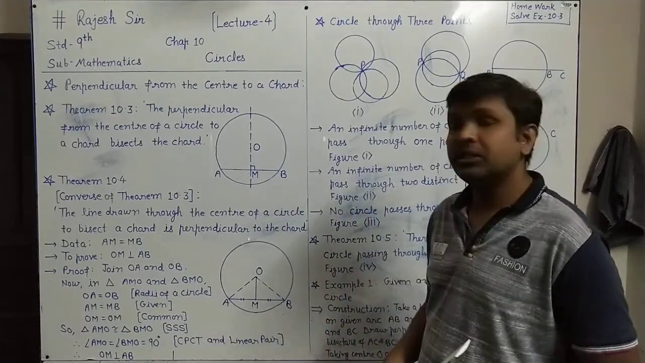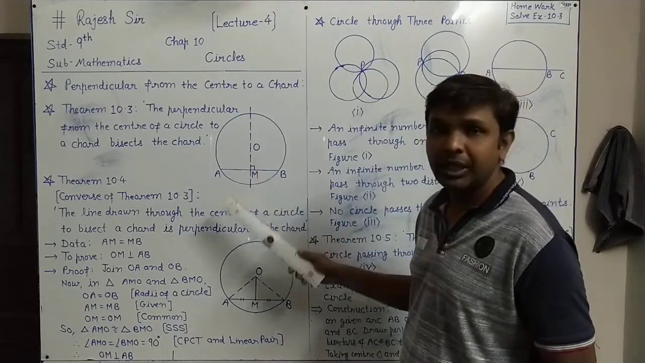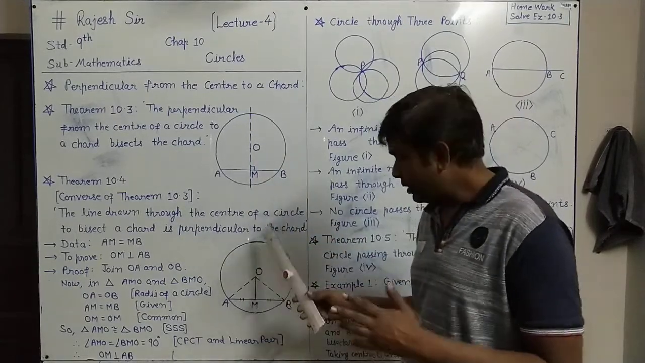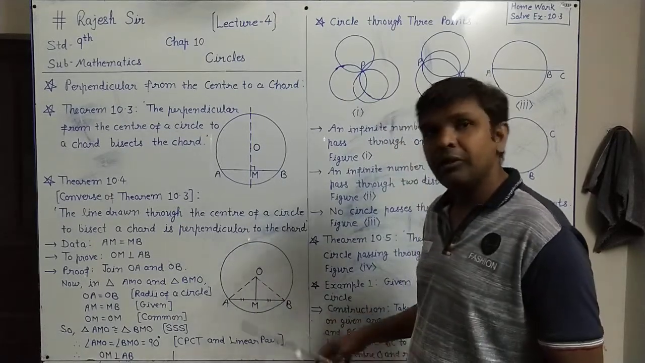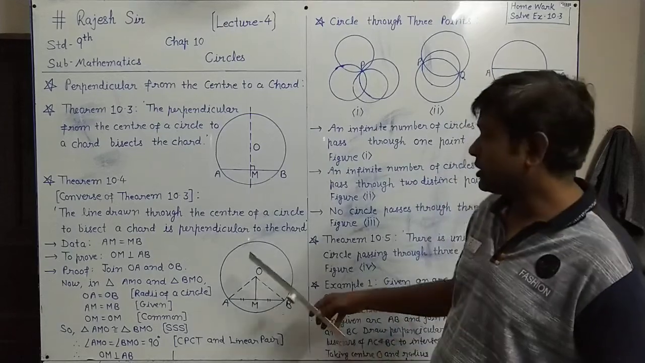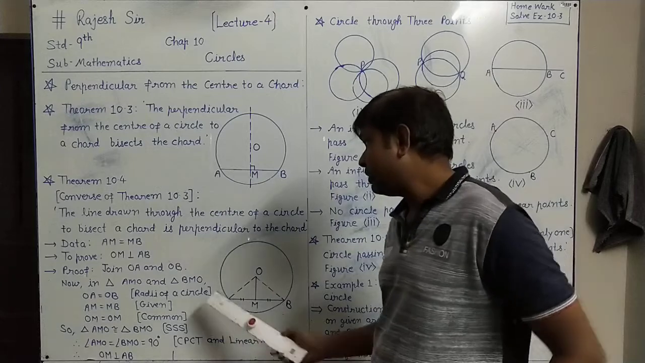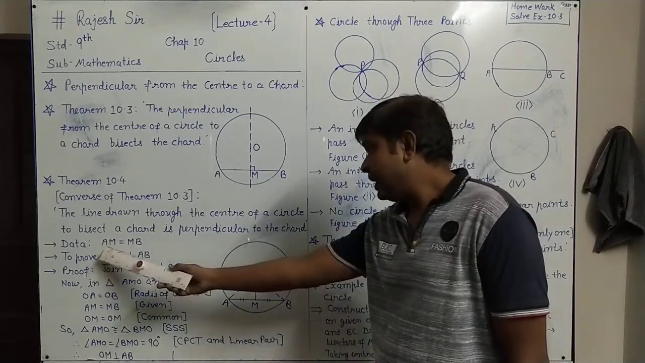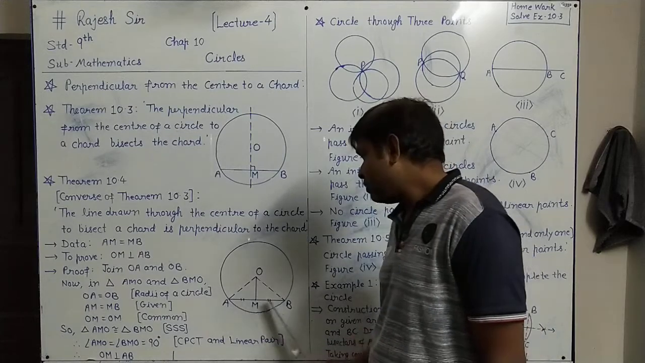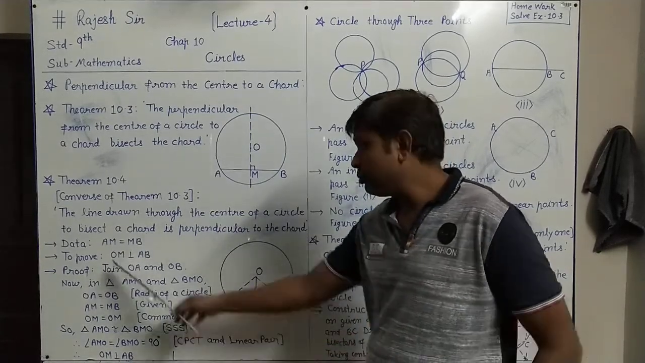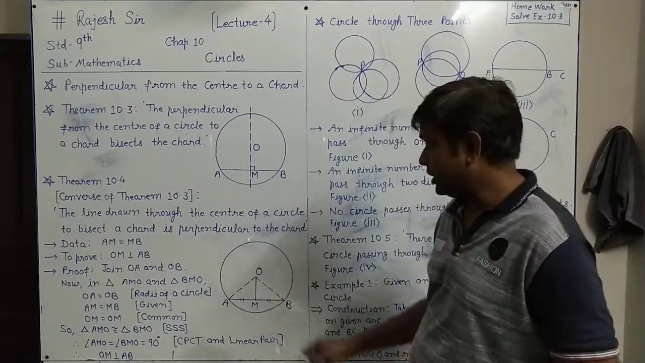So it is the converse of theorem 10.3. In 10.3, the perpendicular passing through the center was given and it was bisecting. Here, the line passing through the center is bisecting the chord, therefore it is perpendicular. So it is the converse, and the proof is given here. The data is, because this line is bisecting the chord, AM equals MB is given. To prove: OM is perpendicular to AB.